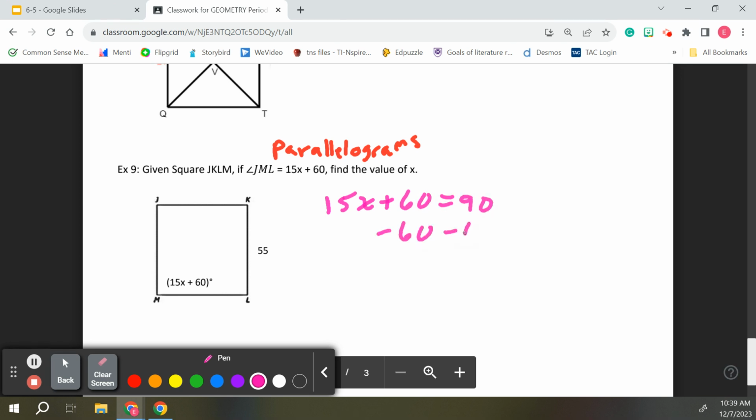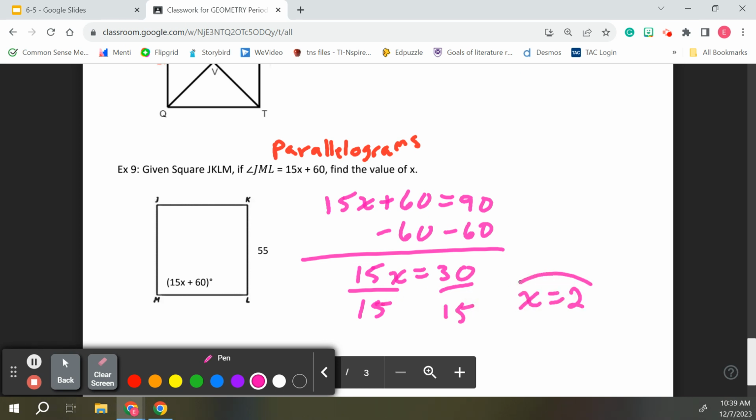Subtract the 60 from each side. This leaves you with 15x equals 30. And we're going to divide both sides by 15. So then x is equal to 2.